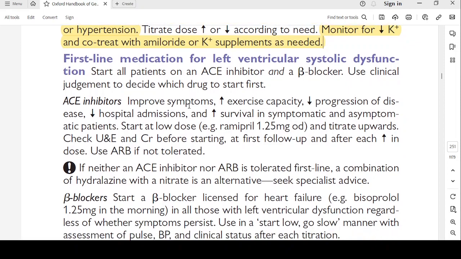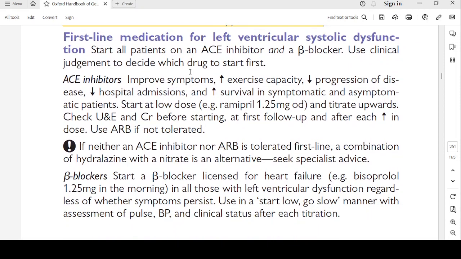First line medication for left ventricular systolic dysfunction. See, left ventricular systolic dysfunction is decreased ejection fraction heart failure. Start all the patients on ACE inhibitors and beta blockers. So whenever there is a pumping problem, you decrease the heart rate. So beta blocker, ACE inhibitor. ACE inhibitor is the first line and beta blocker.